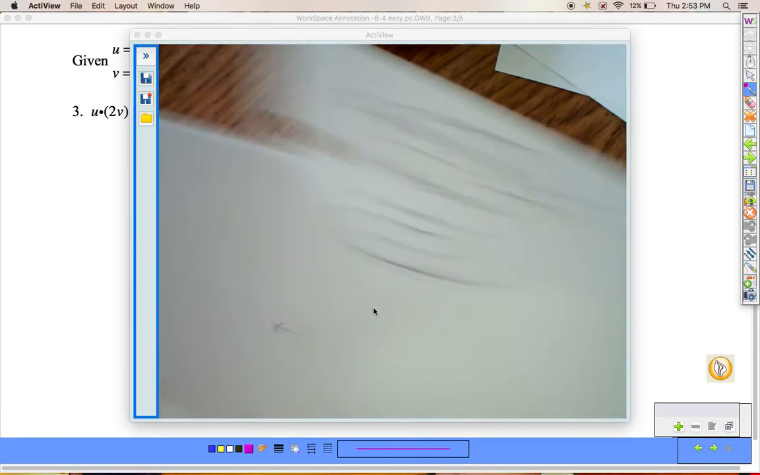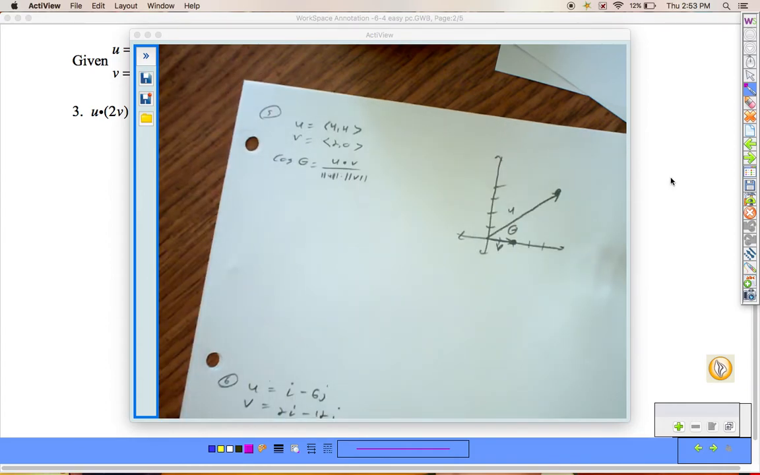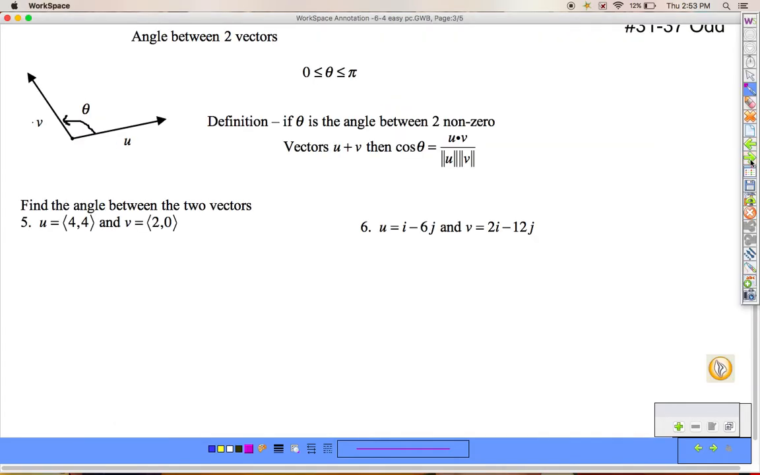All right, next. We're going to find the angle between two vectors, and we're going to be working with thetas between 0 and pi. All right, if theta is an angle between two non-zero vectors, which means they both have length, vectors u and v, then the cosine of theta is going to equal u dot v over the magnitude of u times the magnitude of v. Just a formula.